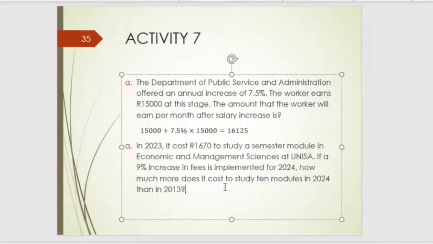Because what I can say here, the module was 1,670 to study a semester module. Then if a 9% increase in fees is implemented for 2024, you can say 1,670 plus 9% of that 1,670. Then get the difference from that percentage, and that difference multiplied by 10 will give you how much more it costs for 10 modules.